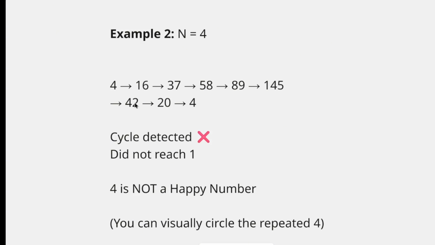If we do it for 42, we get 20. And for 2 square, we get 4. So again the 4 is repeated, so it detects a cycle. If it does not reach 1, it is not a happy number, it is called a sad number. So whenever you detect a cycle, where a number appears a second time, then it is not a happy number, it is a sad number.